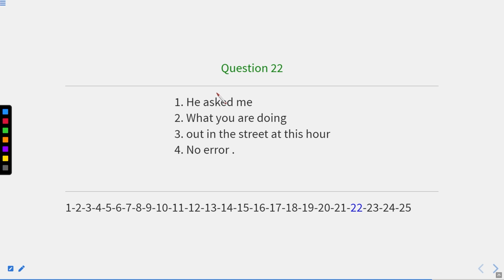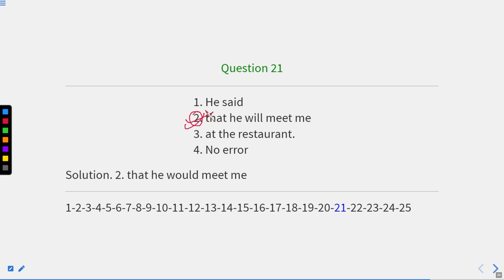This is question number 22. He asked me what you are doing out in the street at this hour. Now, as I told you before as well, when we talk about such sentences, we change this interrogative structure into assertive structure. Therefore, he asked me what you are doing. Now let us move to question number 22.